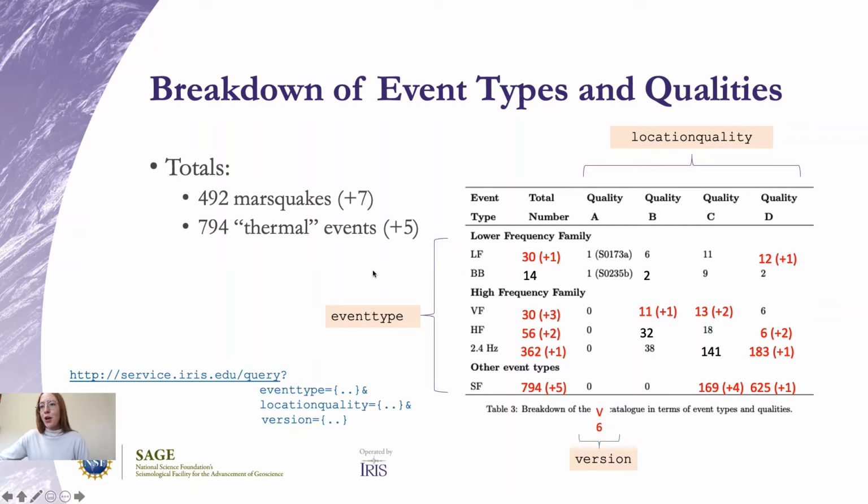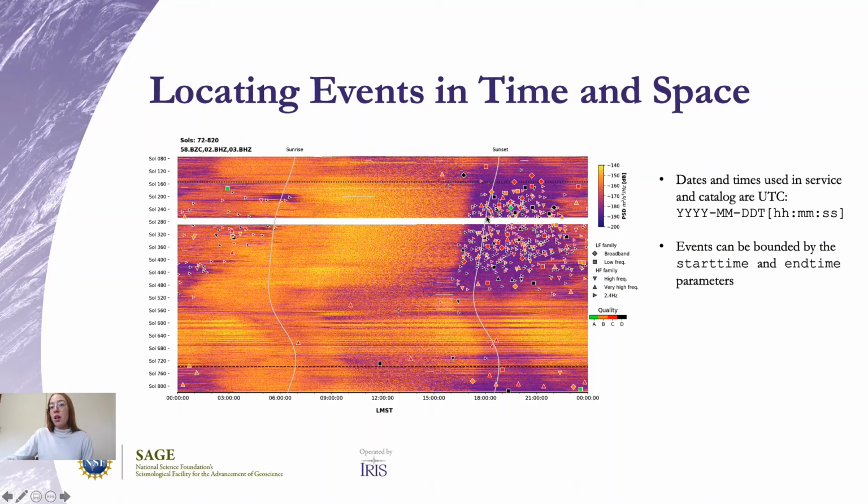In terms of totals, there's been about 500 recorded Marsquakes. So those are the event types in the low frequency family and the high frequency family. The other event types, super high frequency events, are potentially attributed to thermal cracking, and there's been 800 of these in the catalog so far.